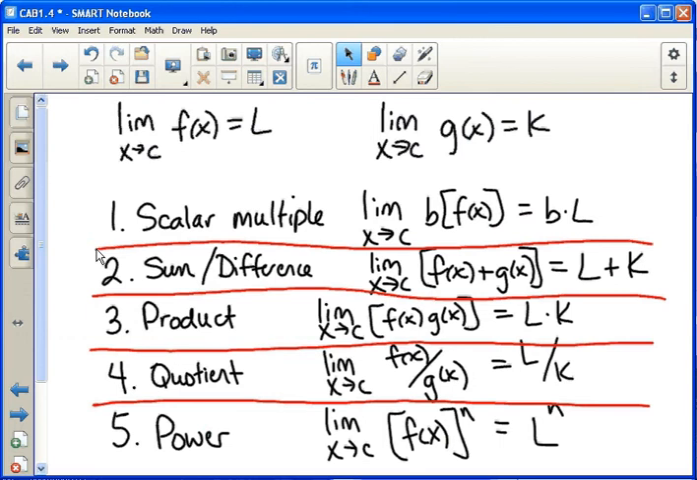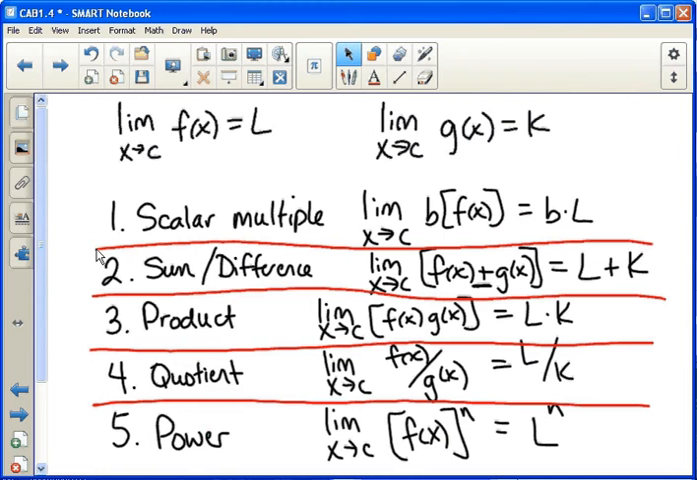Okay, and in number 2, sum and difference, basically it's saying, oh, and actually I should have plus or minus there, either one will work. Let's say you know the limit of one function is 7 and you know the limit of another function is 2. Well, if you create a new function by adding the 2 of them together, f plus g, then the new limit will be 9, 7 plus 2. Same with product. If you choose to make a new function by multiplying 2 things together, then you can just multiply their limits individually together. Same with quotient and with power. If you raise the whole function to a power, you can just raise the original limit to the power as well.